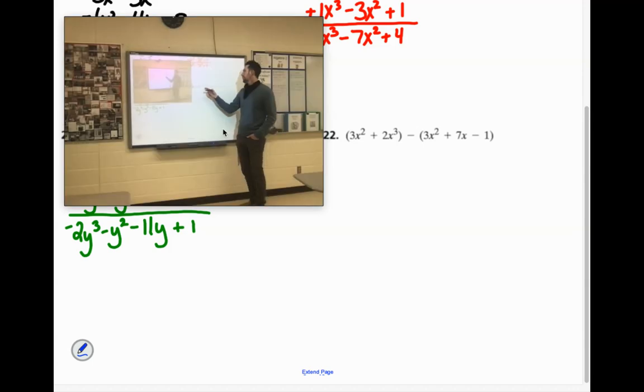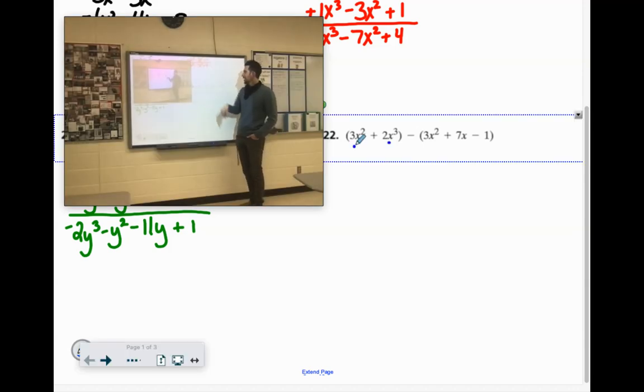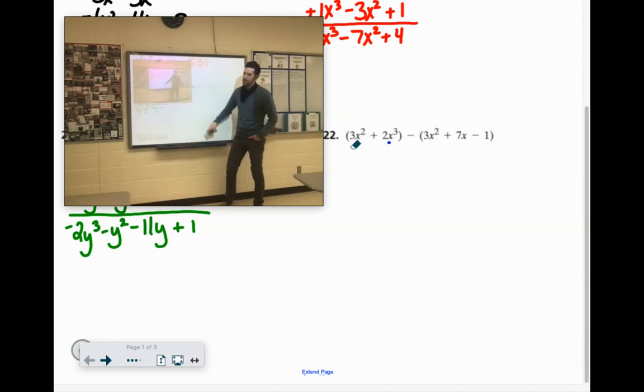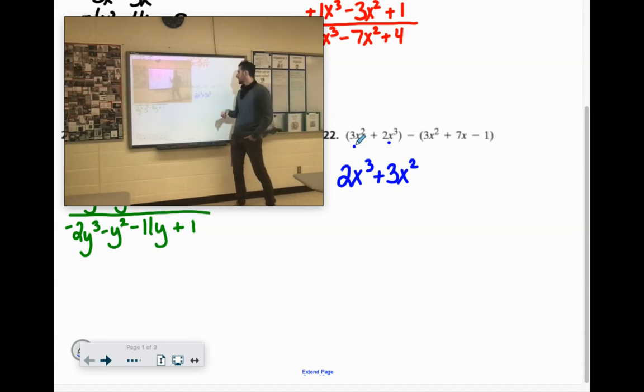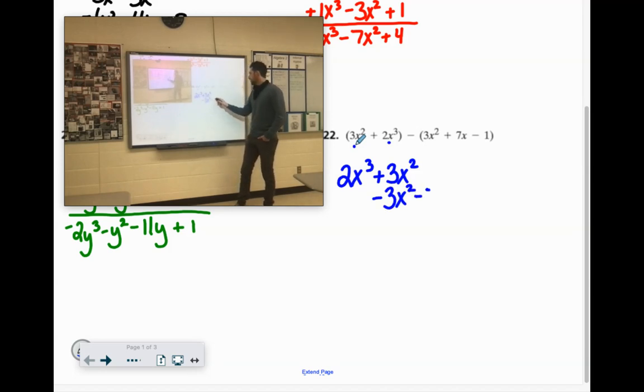All right. I'm going to put these in standard form. I see they started with the x to the second, and then have the x to the third. Oh, they're trying to fool us. They're just silly like that. So I'm going to write my x to the third first. We have subtraction, so we'll change everything after. So negative 3x to the second, negative 7x, and positive 1.